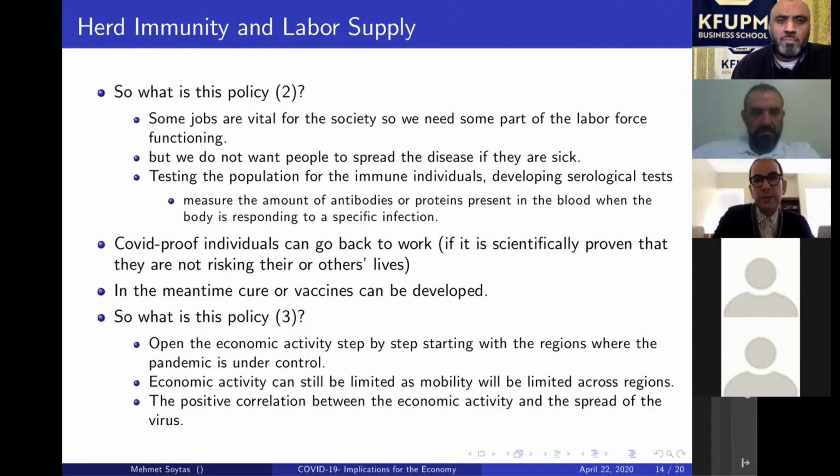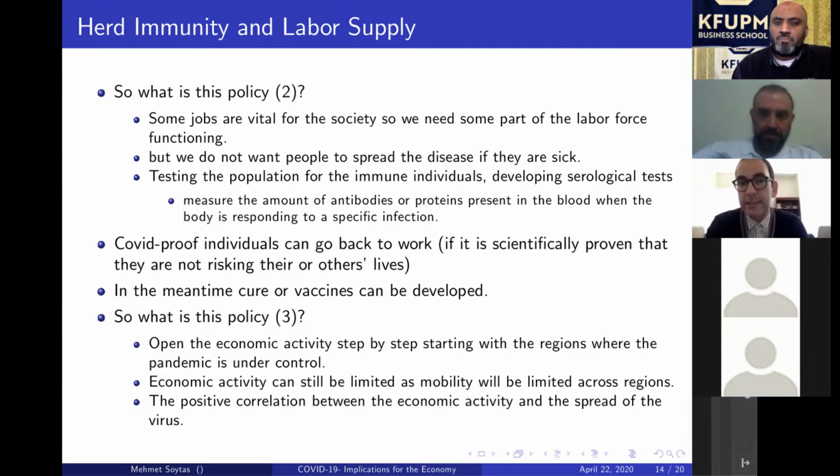Okay, what was policy 2, remember? So we said that some jobs are, of course, vital for the economy and even for the society, and we need some part of the labor force functioning anyhow, right? So for those jobs, okay. But at the same time, if that spreads in the long run, we don't want people to spread the disease if they are sick, or even not being sick, if they get it from other people, just because they are being out. Okay, so one thing to deal with this is testing the population for immune individuals.